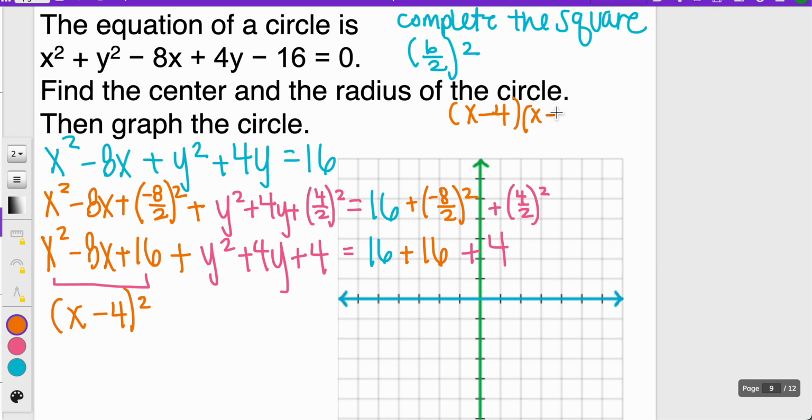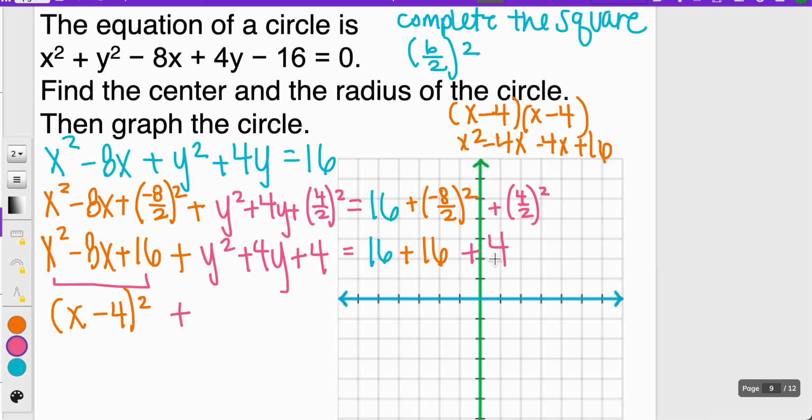x minus 4 times x minus 4. If I do that first, outer, inner, last, I get x squared minus 8x plus 16, which is what this expression is, x squared minus 8x plus 16, okay? So that is why I completed the square, so that I could balance that equation. So y squared plus 4y plus 4 can be written in the form of y plus 2 squared, okay? And then all that is equal to this 36.